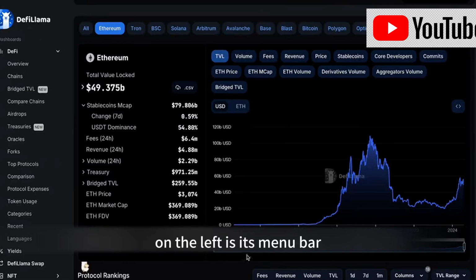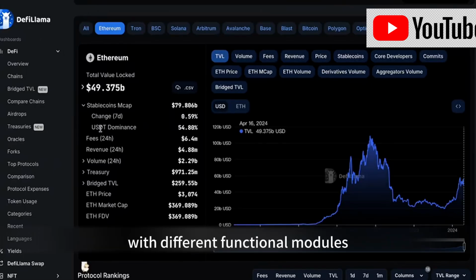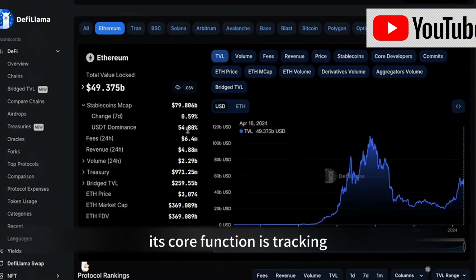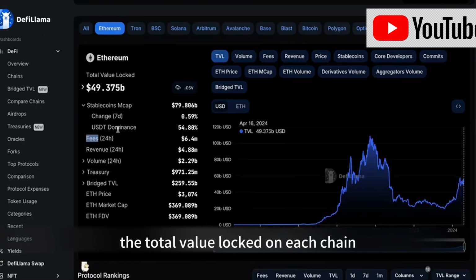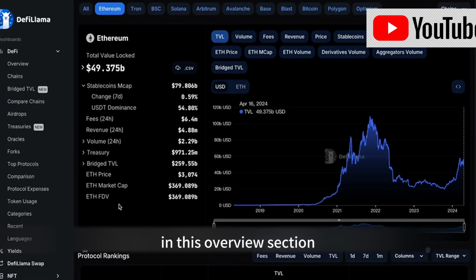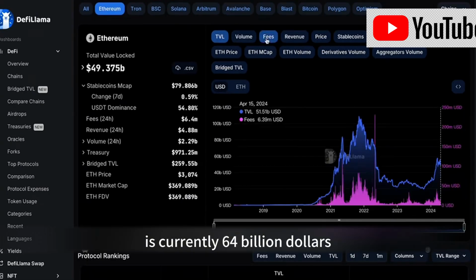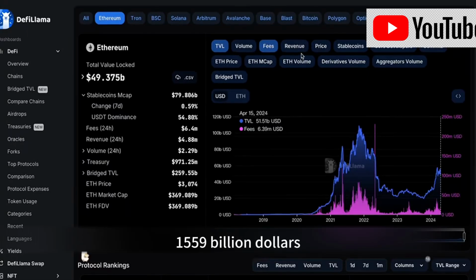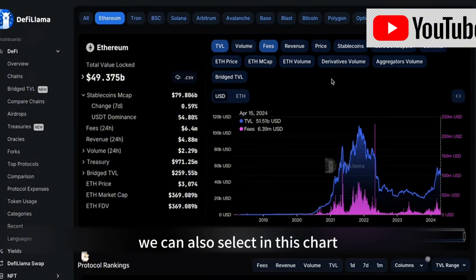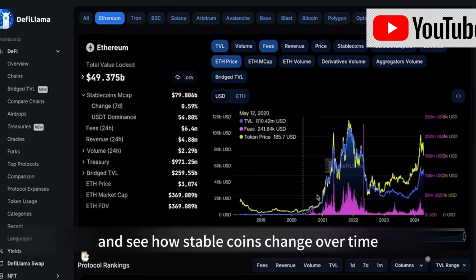On the left is its menu bar with different functional modules. Its core function is tracking TVL data across all blockchains, the total value locked on each chain. In this overview section, we can see the total TVL is currently $6.4 billion. And this is the stablecoin market cap, currently at $155.9 billion. We can also select in this chart to display the stablecoin curve and see how stablecoins change over time.